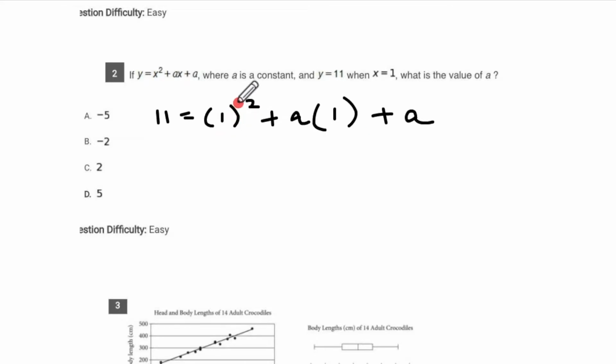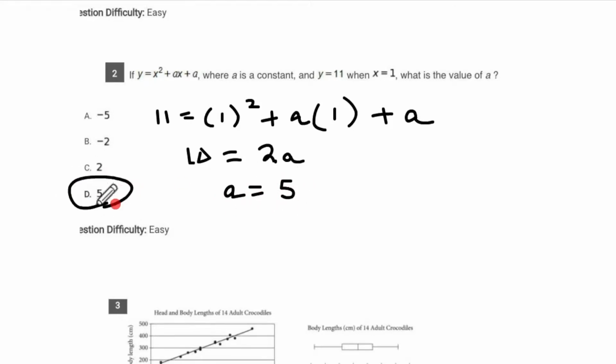I'm going to simplify it by subtracting 1 squared, which is 1, from both sides. So we're going to get 10 equals 1a plus 1a, which is 2a. Divide by 2, a equals 5. These are easy problems. When you get the solutions back for your test, if you buy the solutions, they will tell you if they're easy or hard and if you missed them.